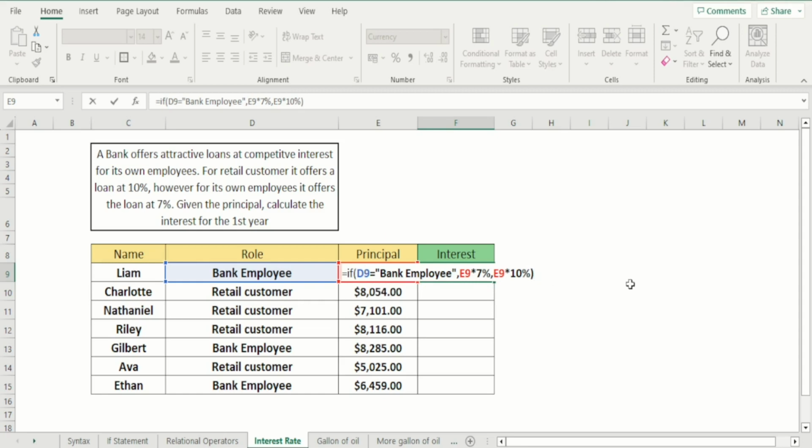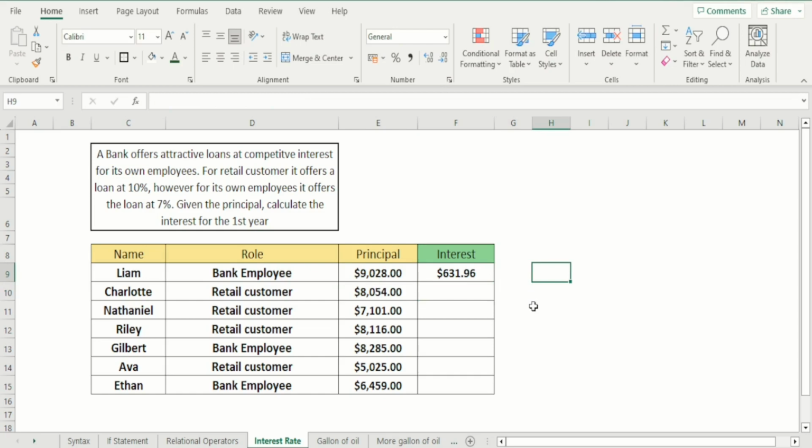All right. So again, remember the syntax of IF. The first part right here is the condition part. If the condition is true, then do E9 times 7%, which is 7% of the principal. If the condition is false, which means the role is not a bank employee, it's a retail customer, then do E9 times 10%. Let's see if this works. Now it gives us 631.96. Let's also calculate this manually to see if it truly worked. There we are. It's an exact match.